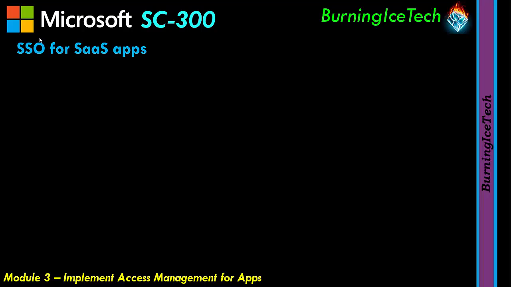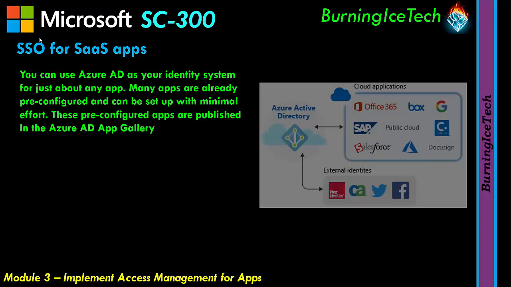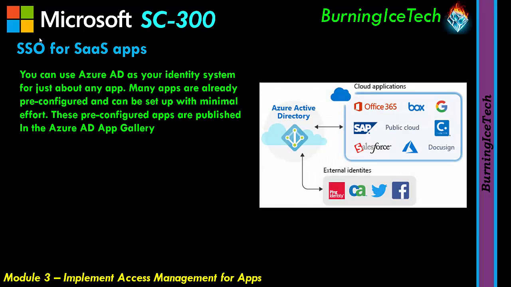With this topic, guys, you can use Azure Active Directory as your identity system for just about any app these days. Many apps are already pre-configured and can be set up with minimal effort. These pre-configured apps are published in the Azure Active Directory app gallery, which we've seen now. It's first of all no longer called Azure Active Directory, it's called Entra ID. And the app gallery is not called app gallery, it's called enterprise applications. So it's going to be Entra ID enterprise applications. That's the actual name there.